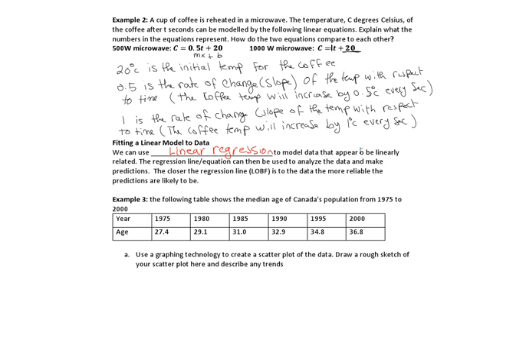Okay? So in Excel, we have an option to draw a line that best fits our points. And that line would give us a linear equation. Then we can use that linear equation to find other data, to estimate, or to see what the trend is and what's happening in the future. The closer the regression line, or LOBF, line of best fit, is to the data, the more reliable the predictions are likely to be.